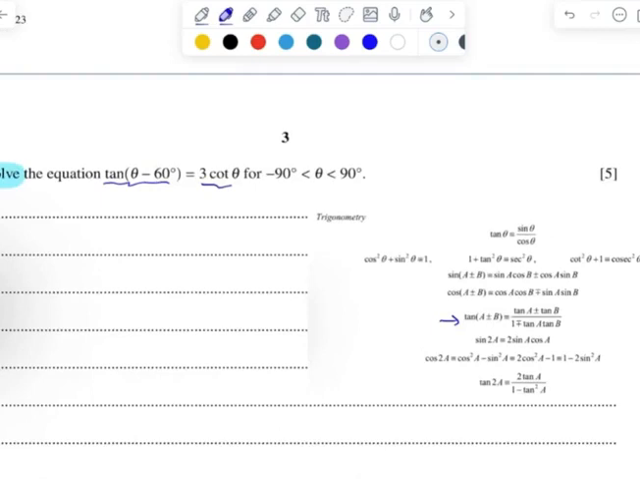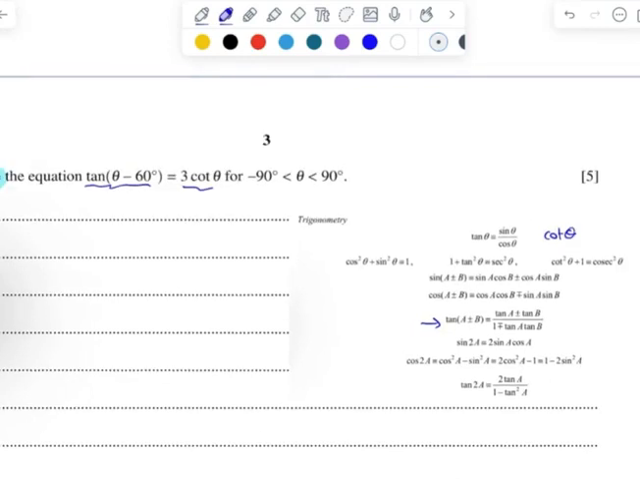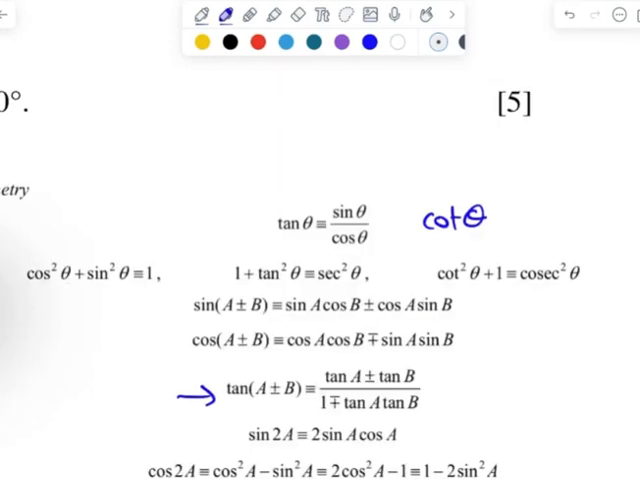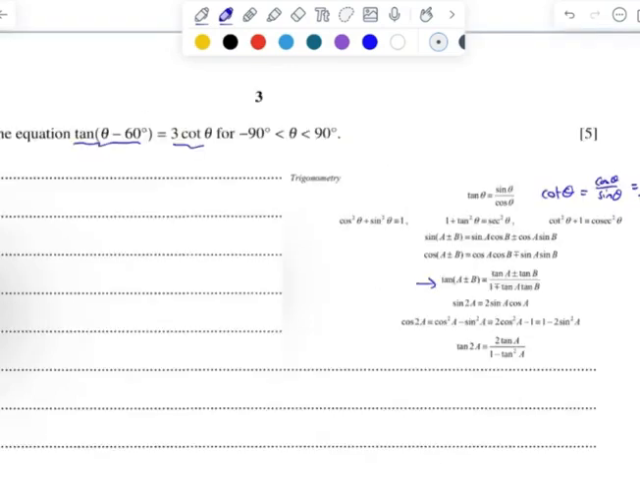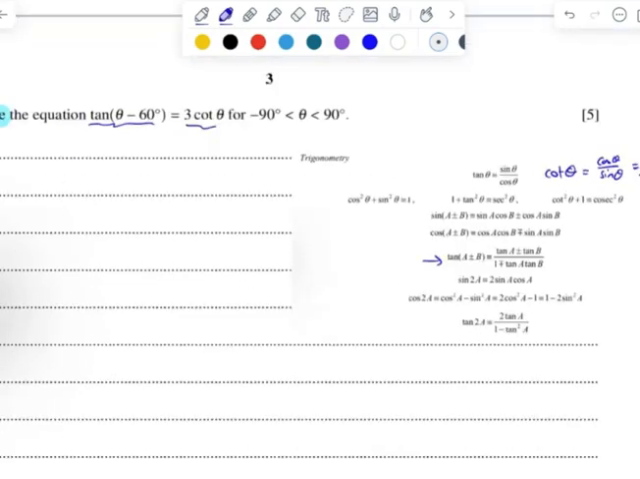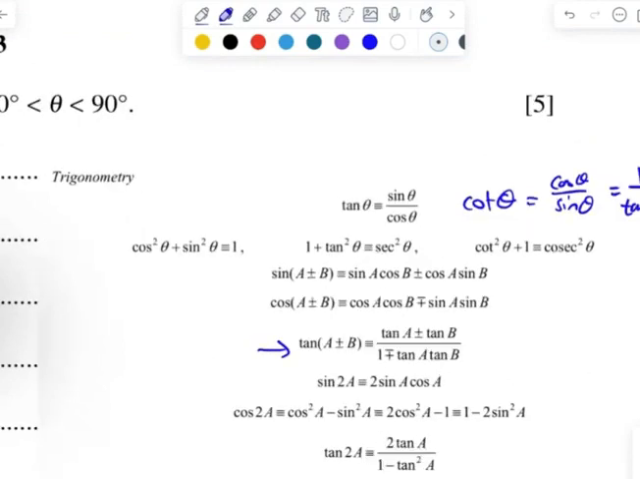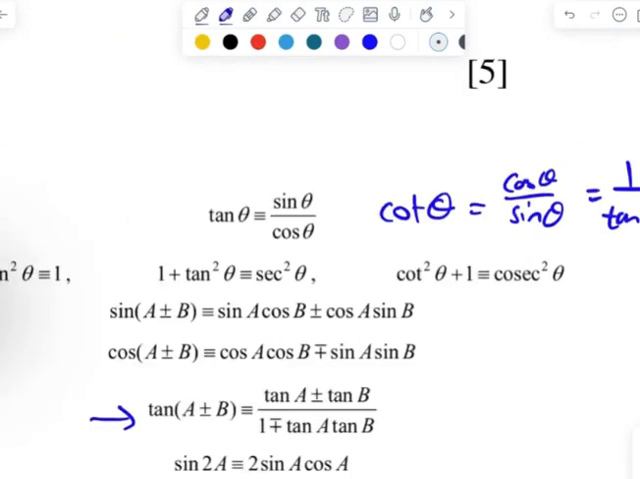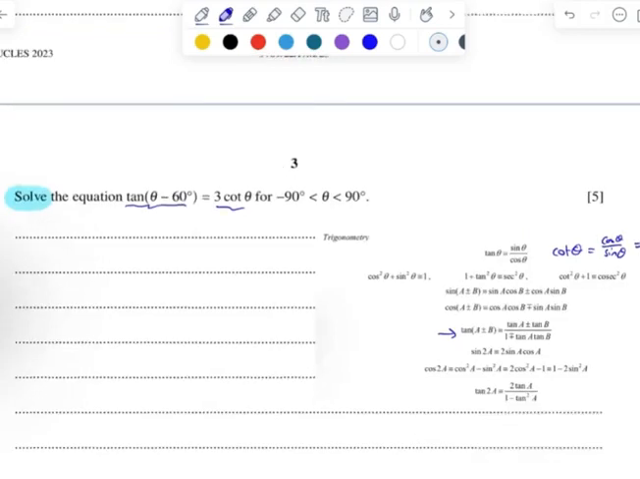And then cot, we know that cot is basically the inverse of tan, so it's going to be equal to cos over sin, or it could also be equal to 1 over tan theta. We'll have to see which one we find more useful. Let me just show you what I wrote there. These are identities that aren't on your MF19 that you just need to be familiar with how to use them. Okay. All right, let's jump into this.